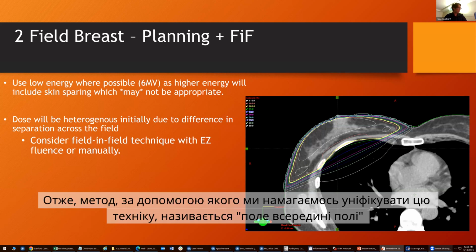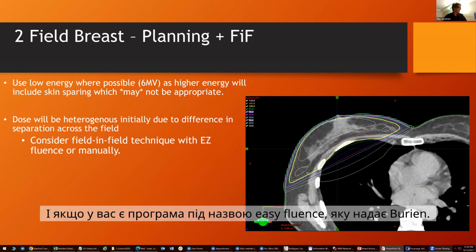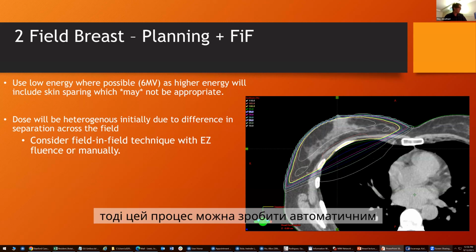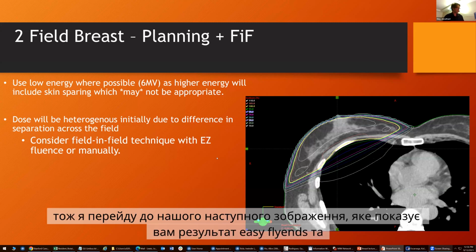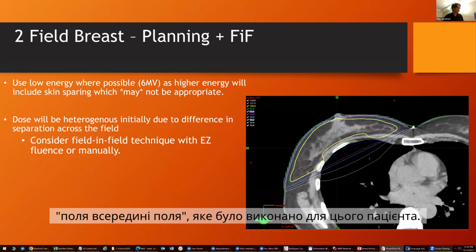So the method by which we tend to try to homogenize this field is a technique called field in field. And if you have a program called Easy Fluence, which is provided through Varian now, that process can be made automatic. So I'm going to slide to our next image, which is showing you the result of the Easy Fluence and of the field in field that was performed for this patient.